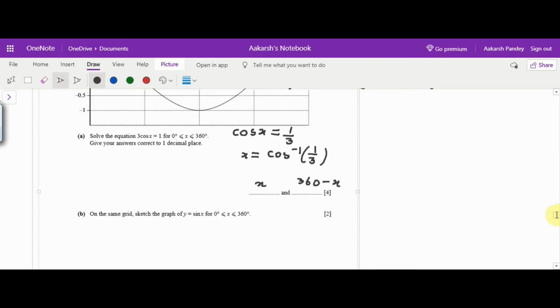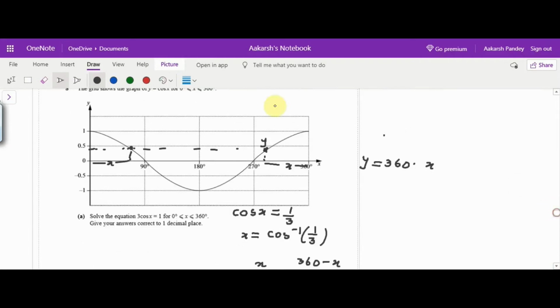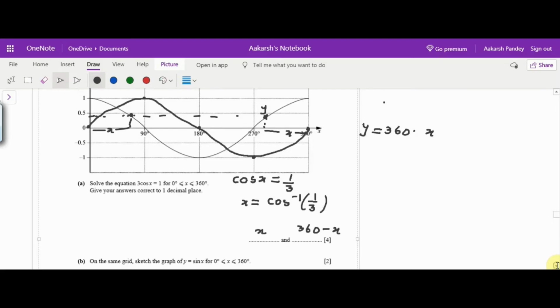Now on the same grid I have to sketch sin x. Sine of 0 is 0, sine of 90 is 1, sine 180 is 0, sine 270 is minus 1, sine 360 is 0. So just sketch a smooth curve between these points. And yes, I'm actually proud of myself. This graph was quite curvier than I thought.